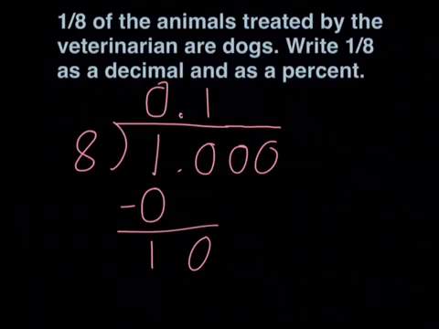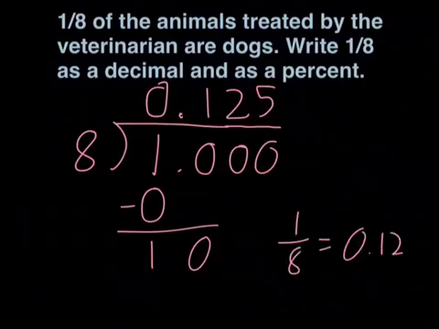I'm not going to actually do all this long division just because it would take a lot of time. So I'll take a shortcut and tell you that if you divide 1 by 8, you eventually get this decimal, 0.125. So 1/8 equals 0.125.